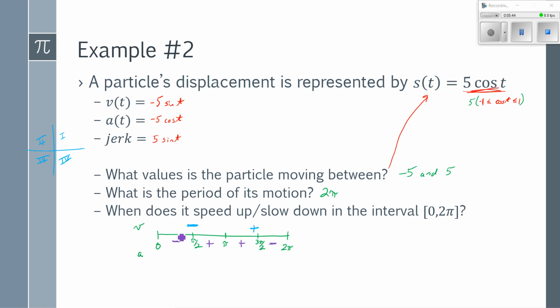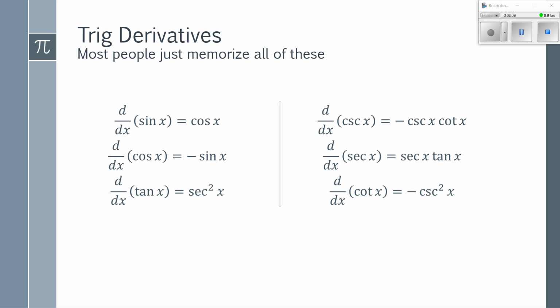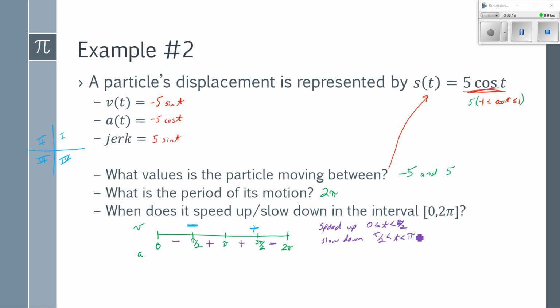So now I can see, okay, we're going to speed up from 0 to pi over 2, because velocity and acceleration have the same sign. Slow down from pi over 2 to pi, because velocity and acceleration have different signs. Speed up from pi to 3 pi over 2, because velocity and acceleration have the same sign, and then slow down from 3 pi over 2 to 2 pi, because velocity and acceleration have different signs.